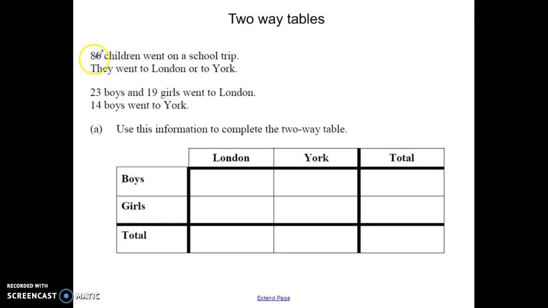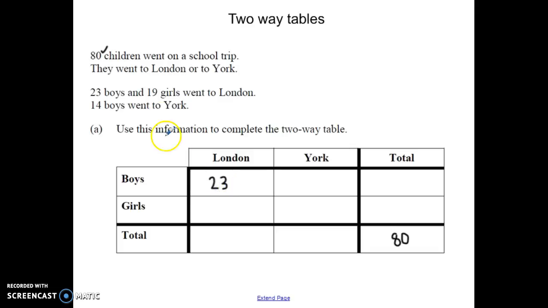Firstly, it says 80 children. That's my grand total. So put your grand total in the bottom right hand corner. And I'm just going to put a tick here to say I've used that piece of information. So next thing, 23 boys went to London. So I'm going to find where boys and London intersect, and I'm going to put 23 in there.